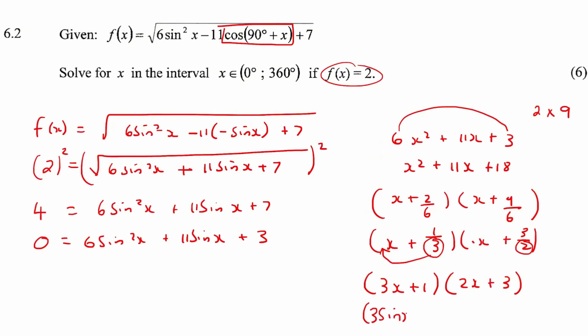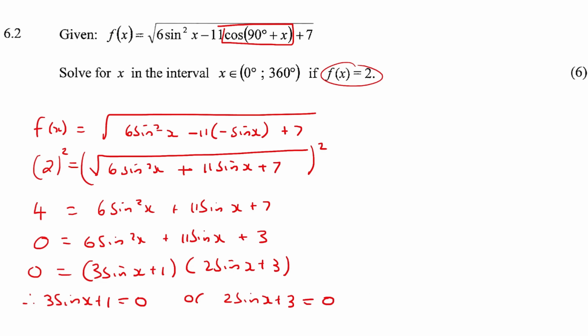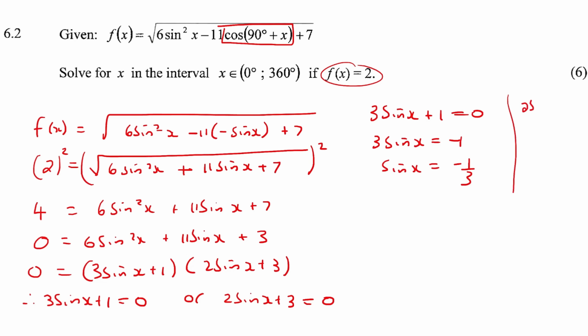We actually have sin x and 2 sin x, and so we can just go fill this in now. Okay, so now we can say, therefore, 3 sin x plus 1 is 0, or 2 sin x plus 3 is 0. And so if you say 3 sin x plus 1 equals 0, take the 1 to the other side, divide both sides by 3, and you end up with that. And then for the other one, you have 2 sin x plus 3 equals 0, take the 3 to the other side, divide both sides by 2, and you end up with that.